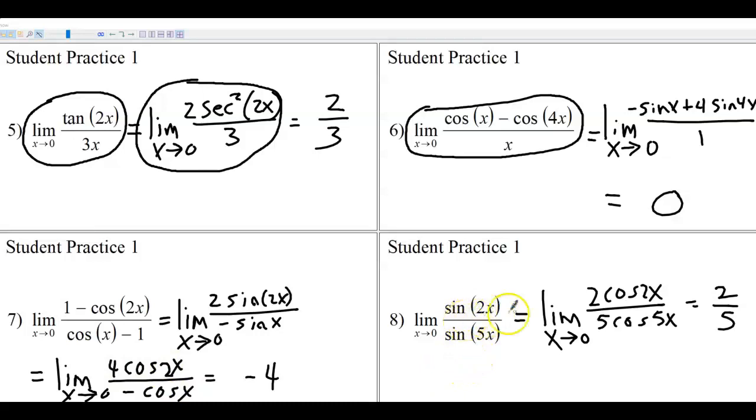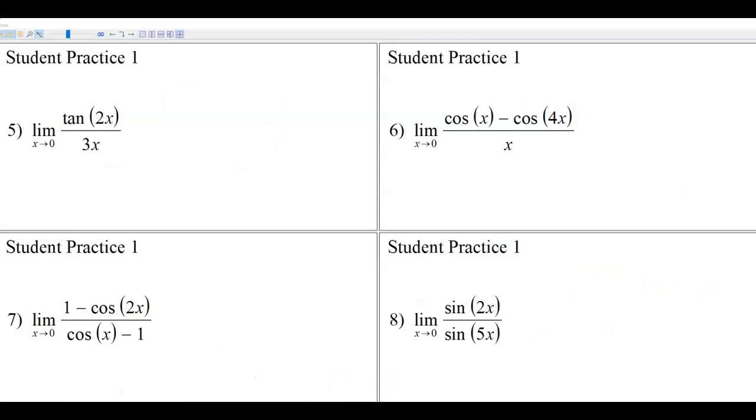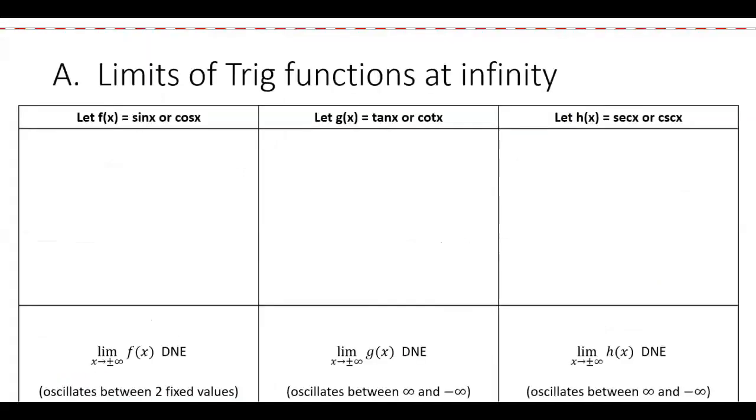Last one here. Applying L'Hopital to this, the derivative would give us 2 cosine of 2x over 5 cosine of 5x, chain rule. And then when you do direct sub, the cosine of 0 becomes 1. So you basically have 2 times 1 over 5 times 1, which is 2/5. Right? And so that's finding limits of trig functions.